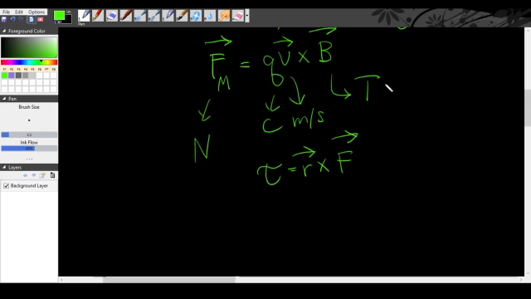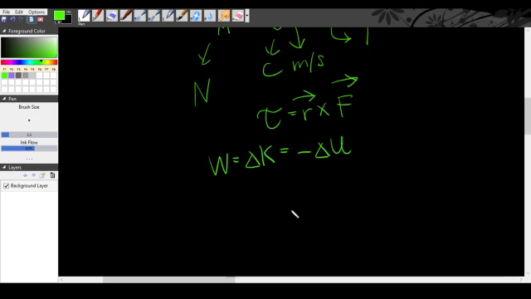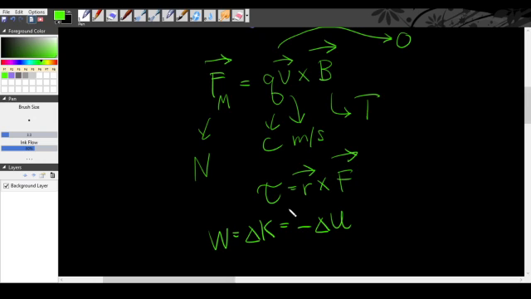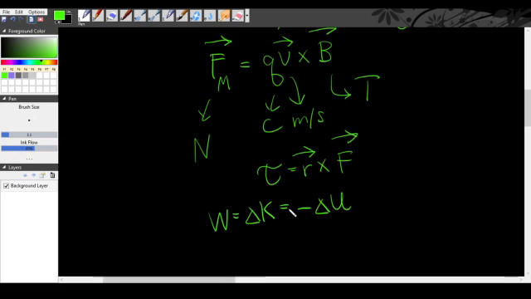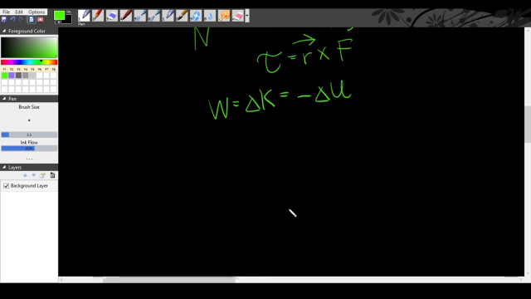And another thing with the magnetic force is that it cannot do work, which is the change in kinetic energy or also negative change in potential energy. And because it can't do work, that also means it can't change the speed of the object.